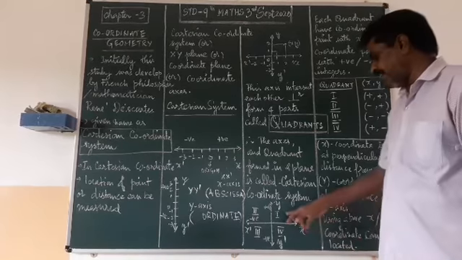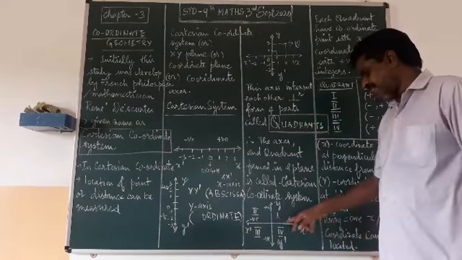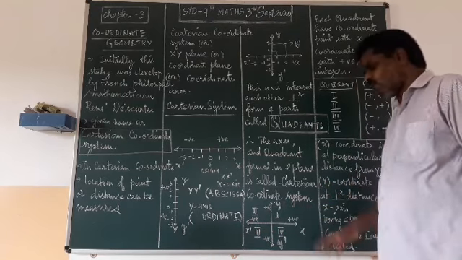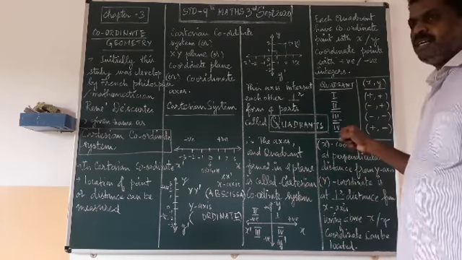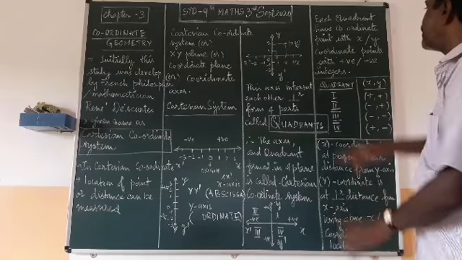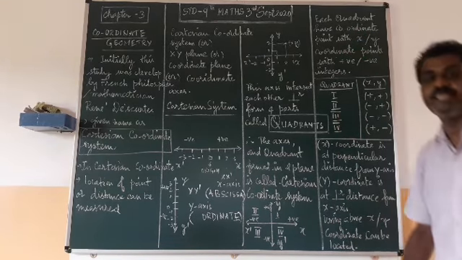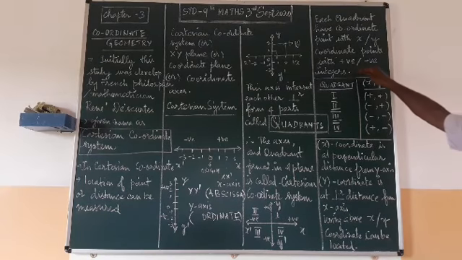What is that? Coordinate integers. X this side, y this side, x dash left side and y dash below. So what is the speciality of the four quadrant form? Each quadrant has coordinate points, the xy coordinate points, with positive and negative integers.